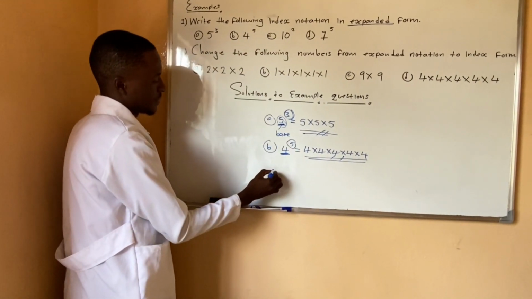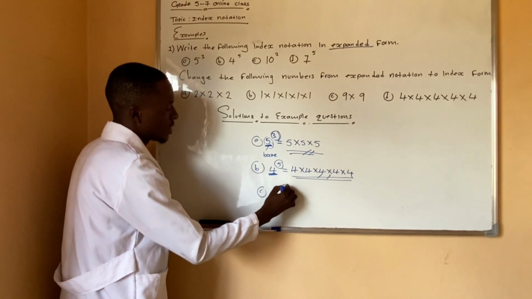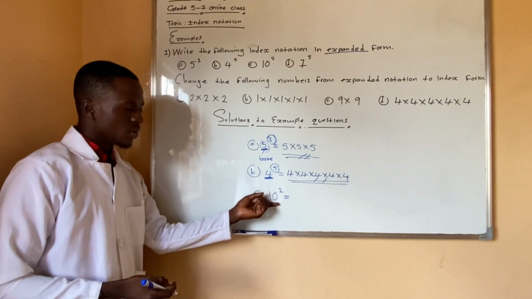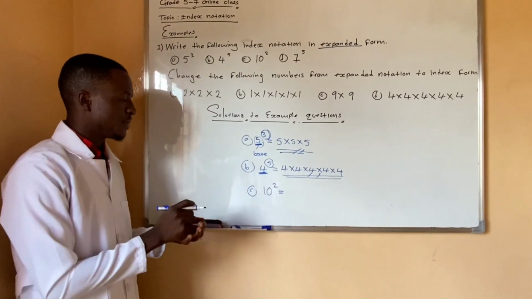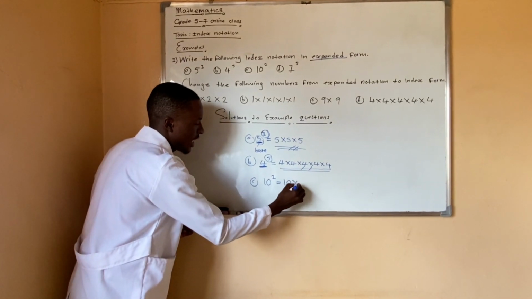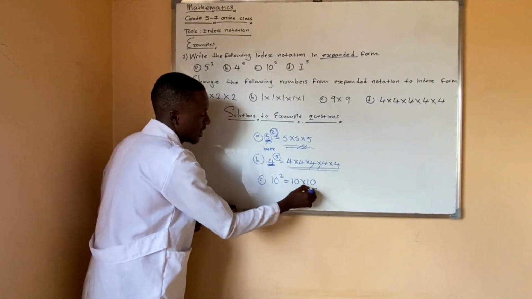Question C. Question C is 10 to the power 2. This one is very simple. This base will appear how many times? 2 times multiplied by itself. So it should be 10 times 10. 1, 2, that's this power. Then I'm done.